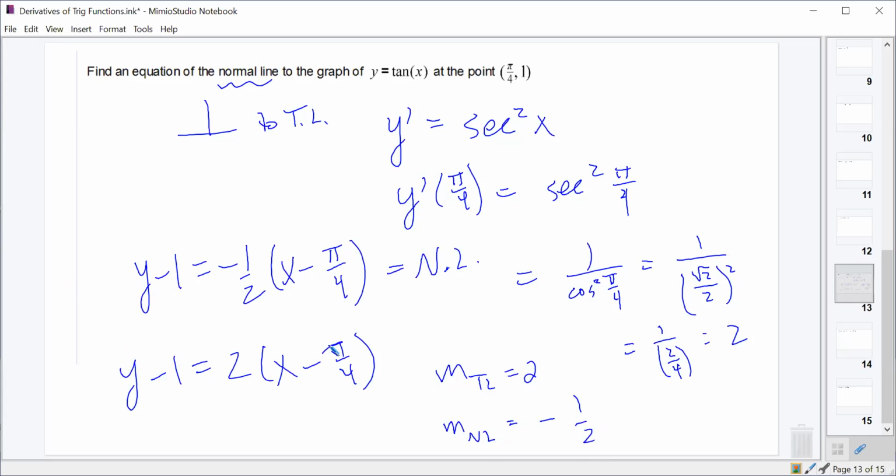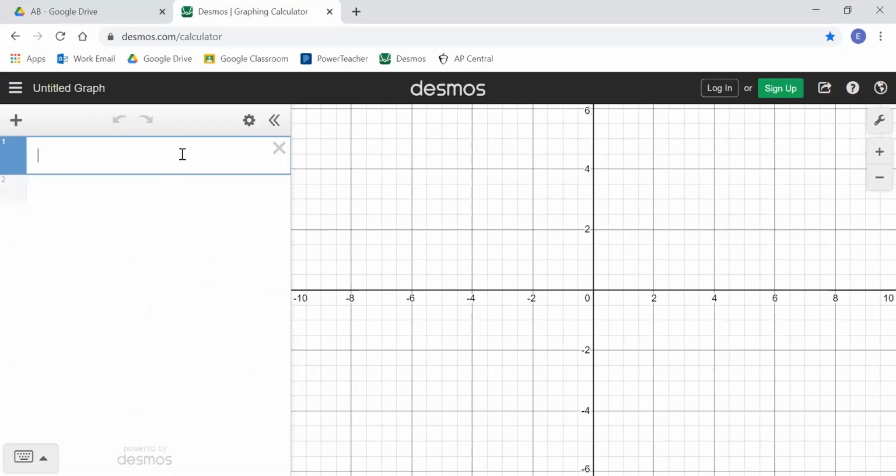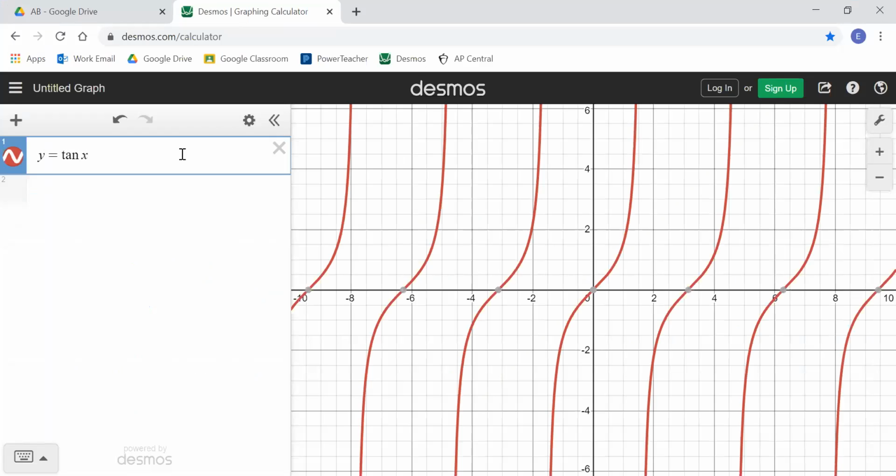Pretend that pi looks like a pi. There we go. Everybody agree with that? Hopefully. All right, cool. So let's real quickly throw up Desmos. We should know what y equals tangent x looks like, right?